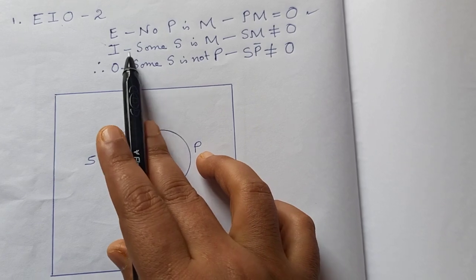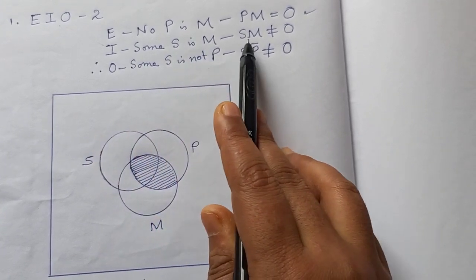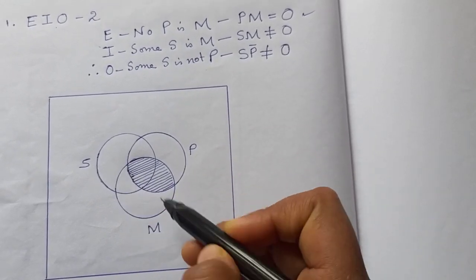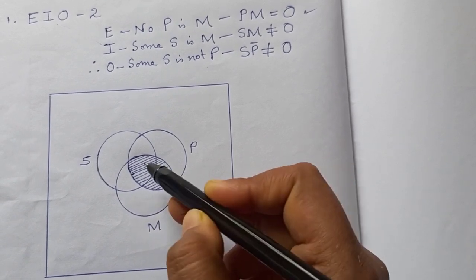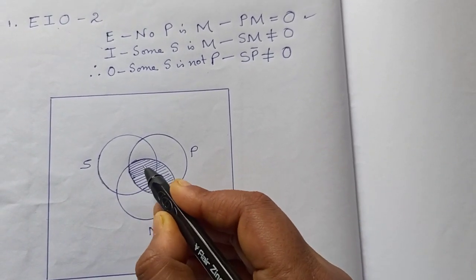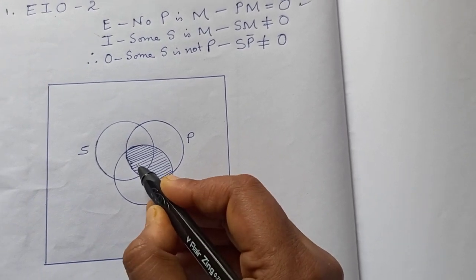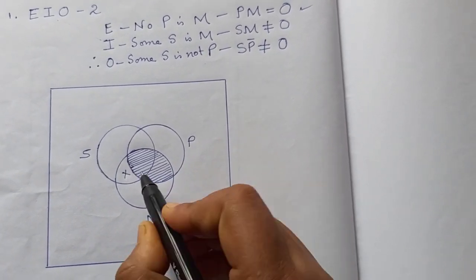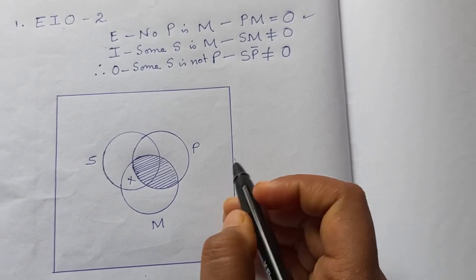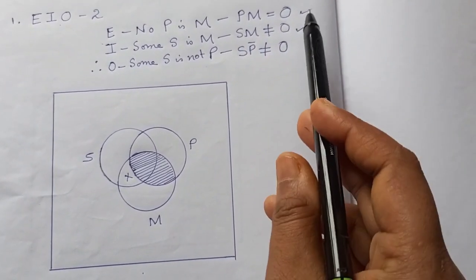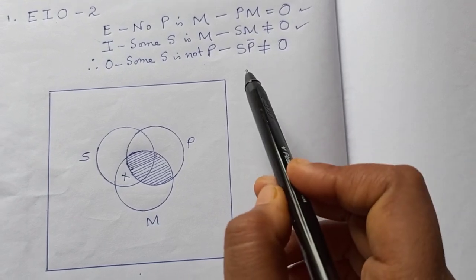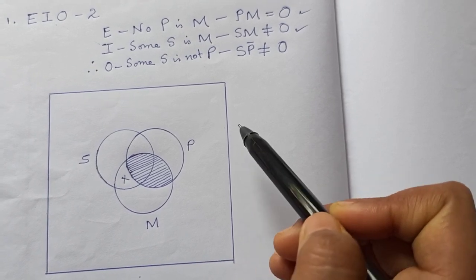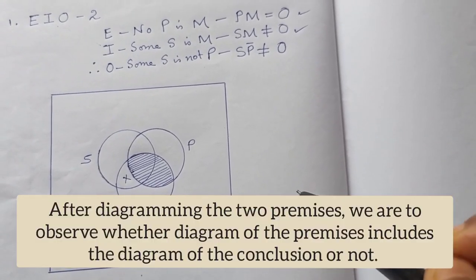Next is the minor premise: Some S is M. That is, the common part of S and M contains at least one member. So what is the common part of S and M? This is S and this is the M part. The common part is this one. Now you see, this part is already diagrammed, so in this part we will put an X to indicate that it contains at least one member. So we have diagrammed both the premises. Now we have to see whether the conclusion is included in the premises or not, after diagramming the two premises. This is the fourth rule of the Venn diagram.